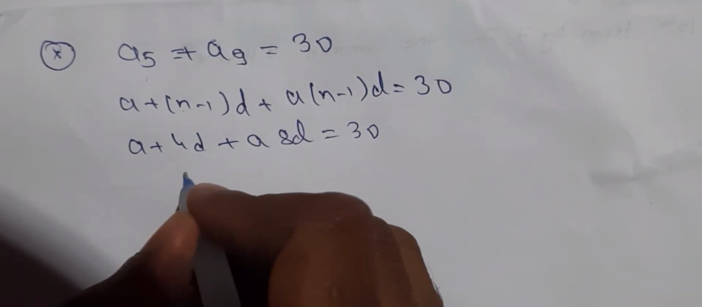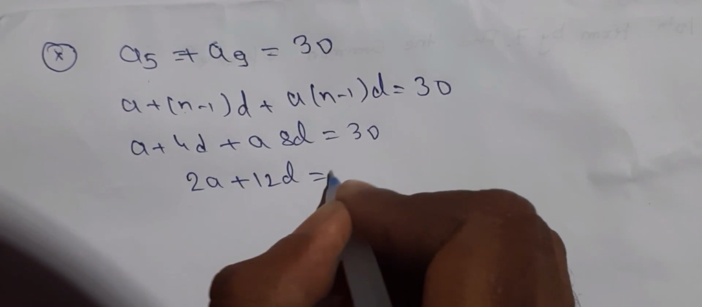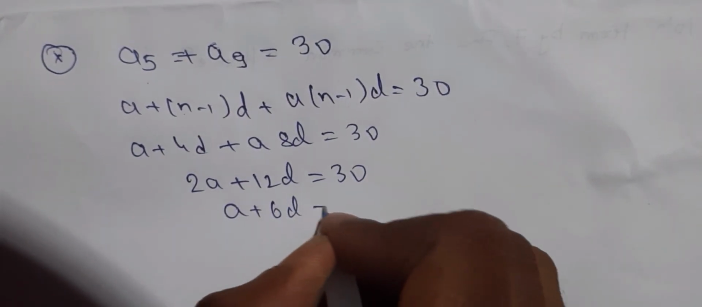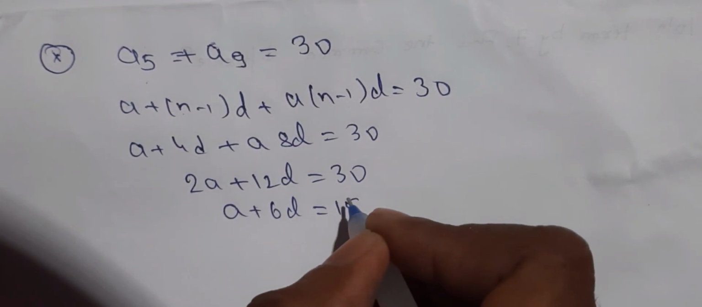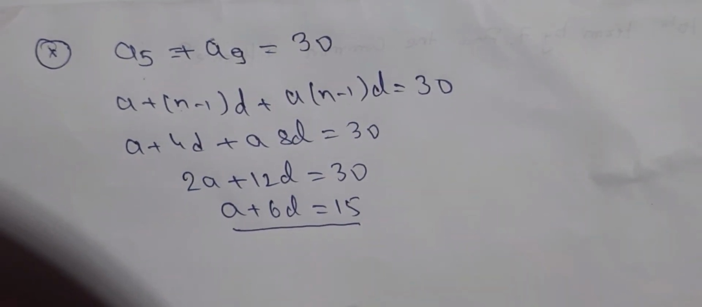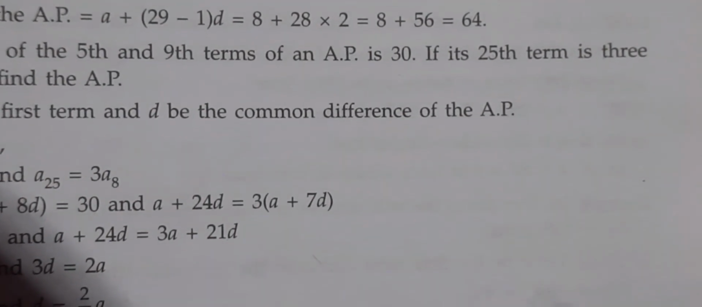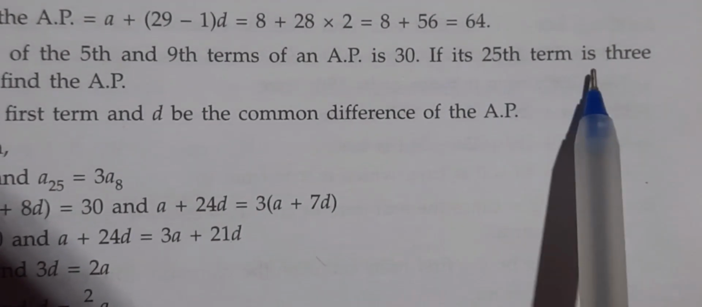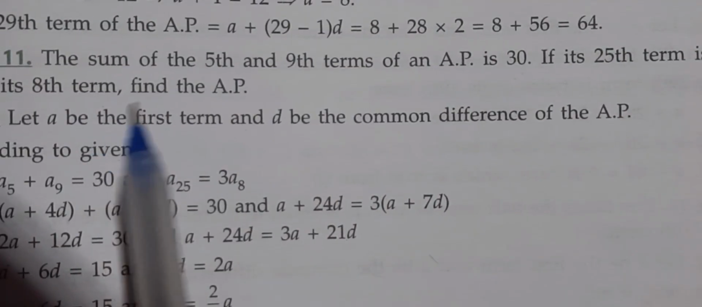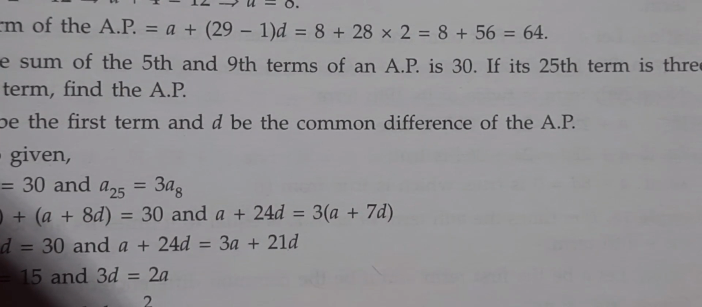So let us solve. So a plus a, 2a plus 12d is equal to 30. So take the common factor, a plus 6d is equal to 15. Yes sir, it's the equation. You keep the equation as it is. Now again what they are saying in the question, let us see. If the 25th term is 3 times its 8th term. So from this let us get one more equation.